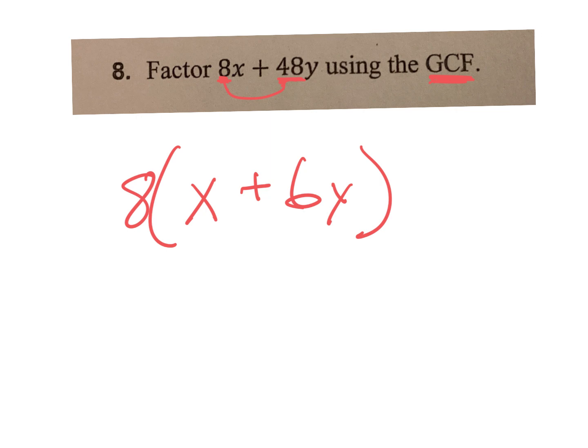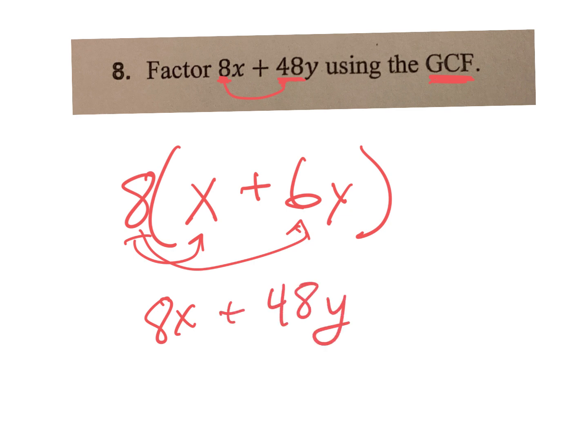Now, I feel pretty good about this, but I do want to check it. So 8 times x is 8x. 8 times a positive 6y is plus 48y. And that's exactly what I started with. So I feel good that this is my answer.